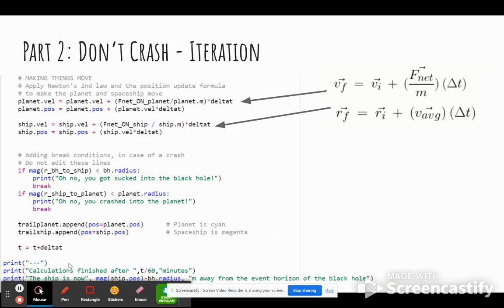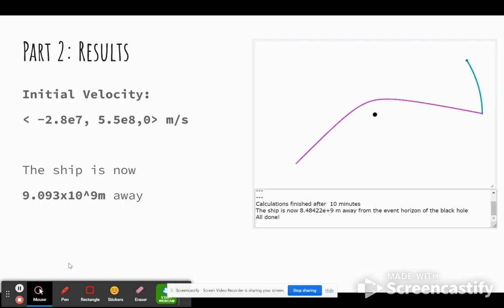Then we have our velocity update formula and our position update formula that I talked about prior. All of these are run, and we get something that looks like this. As you can see, our spaceship comes close to the black hole, but then it doesn't fall into the black hole, and it gets pushed away. The initial velocity that works is negative 2.8 times 10 to the 7 in the x direction, and 5.5 times 10 to the 8 in the y direction, meters per second. And the ship is now 9.093 times 10 to the 9th power meters away.